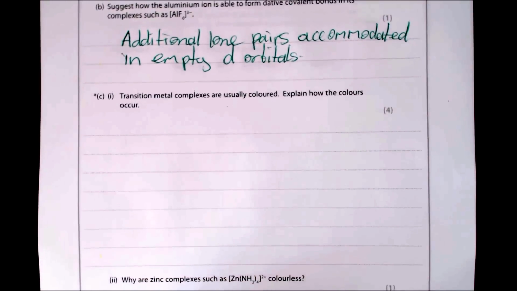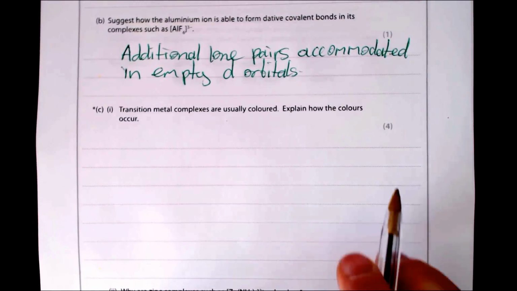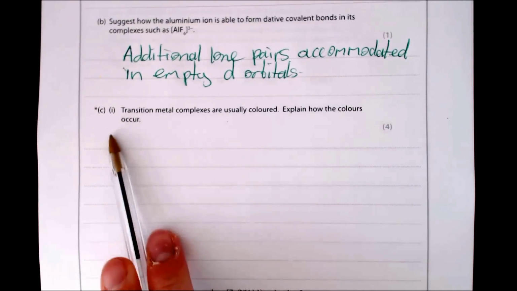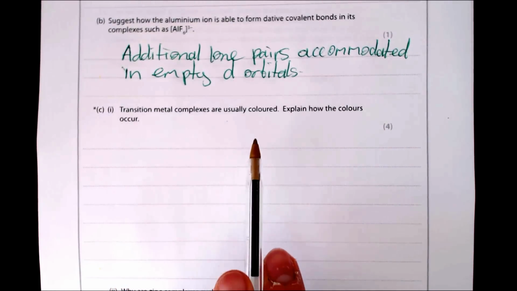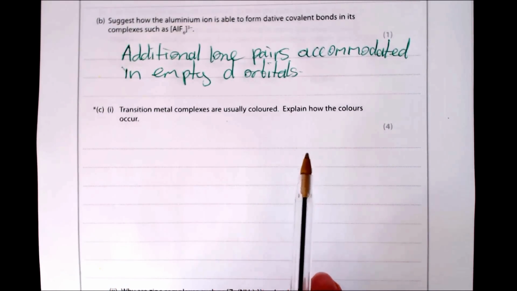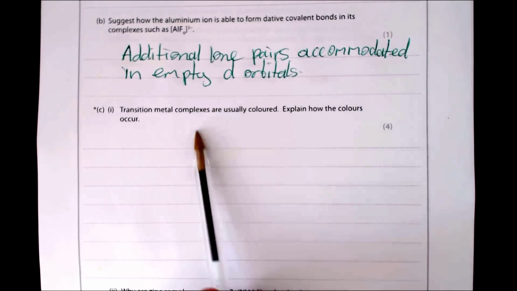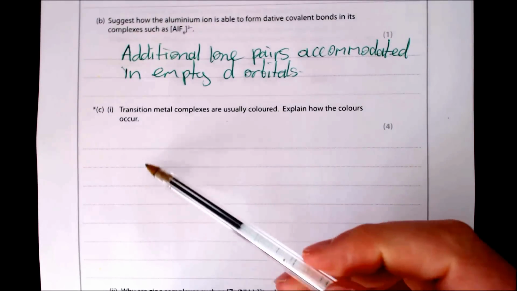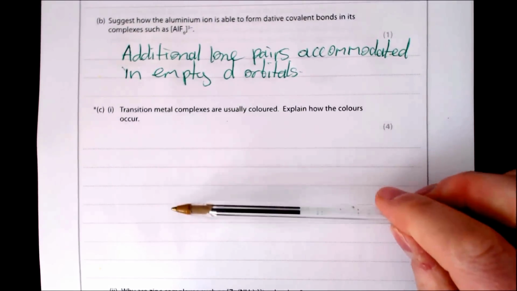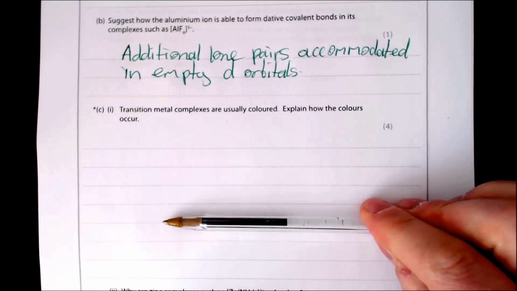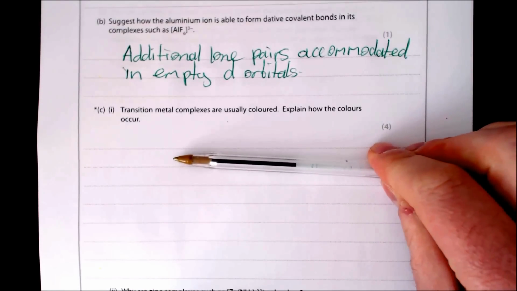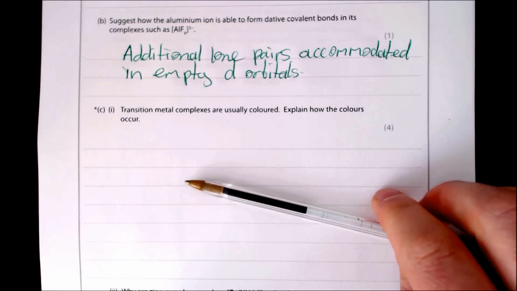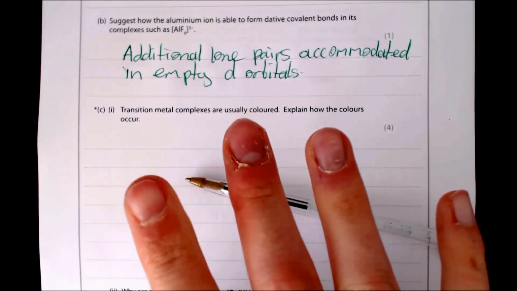Okay, and then this one is a bit more stocky. Transition metal complexes are usually coloured. Explain how the colours occur. Right. Well, the main thing here is you need to understand that when we add ligands to the d orbitals, they split, and this splitting creates an energy gap by which electrons can migrate from a lower energy to a higher energy level, and when they jump back down, effectively a complementary colour is transmitted back out.